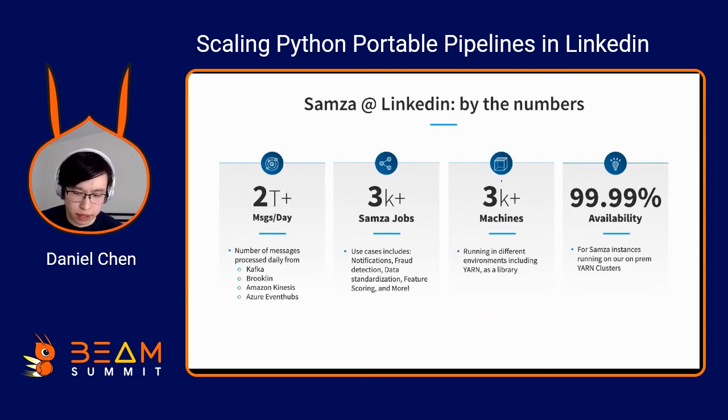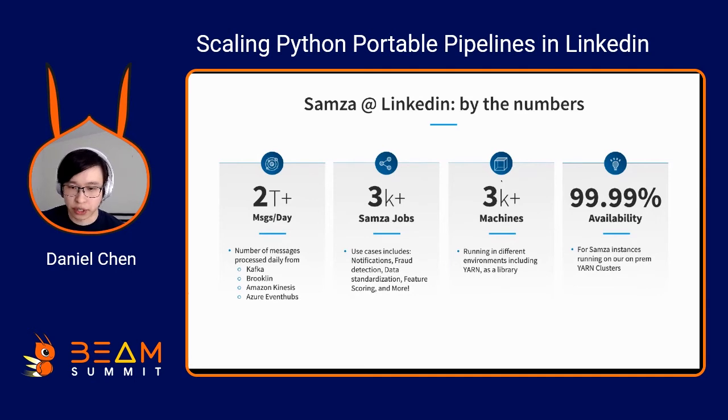I think one of the interesting parts about LinkedIn is that in terms of use cases, because a lot of our data is actually in Kafka, we are more expressive in terms of the pipelines we compose, and stream processing becomes very important for us. So we have notifications, fraud detection, data standardization, feature scoring for ML, and much more. This is run over 3,000 machines.